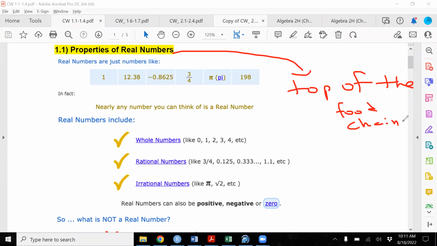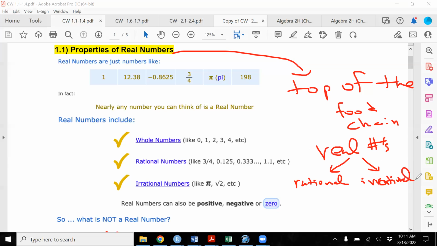And then below that, there are subsets. So I like to think of it as like this. Real numbers, and then they branch off. We have something called rational numbers and irrational. So what happens is that the real numbers are top of the food chain and they branch off into two subsets, rational and irrational. Now, rational numbers, does anyone know what that is?